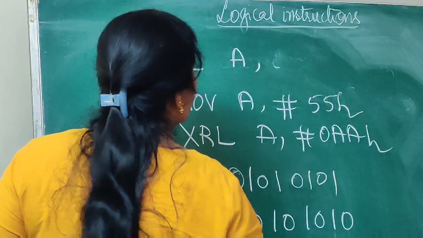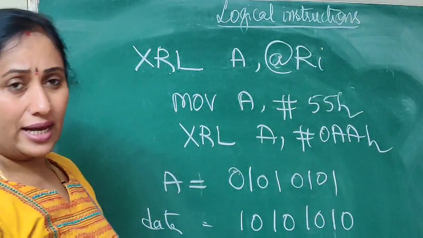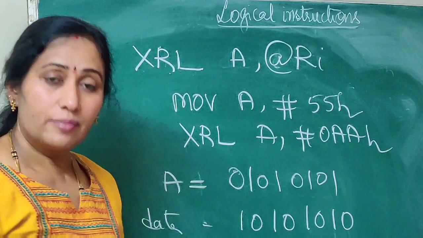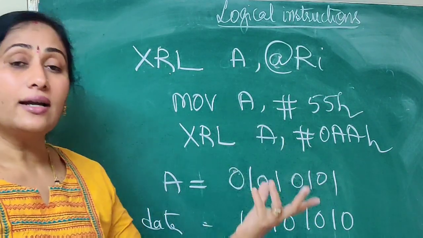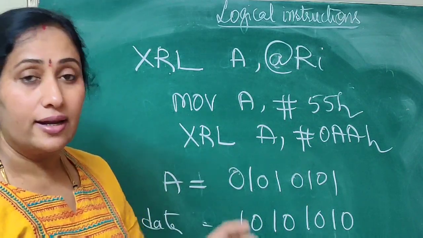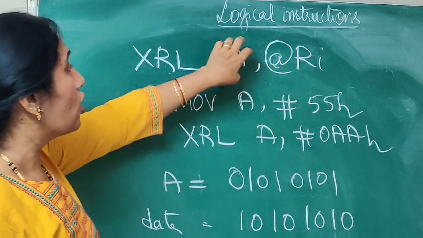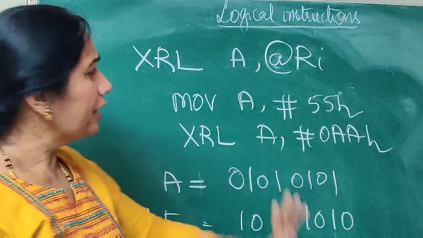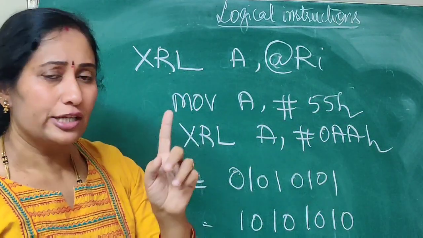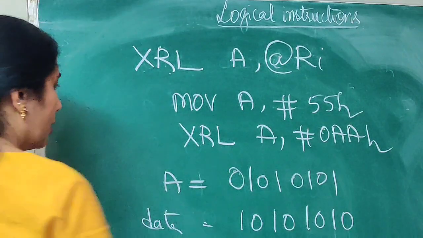Now, I'm going to specify the source operand using indirect addressing mode. That is, I'm going to use either R0 or R1 as a memory pointer. They have a certain address, and in that address the source data is residing. Take the content of that address and XOR it with the contents of the accumulator and place the result in the accumulator. What is the length of the instruction? It's going to be 1 byte. Type of the addressing mode is immediate addressing mode.